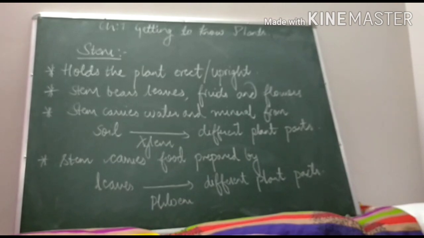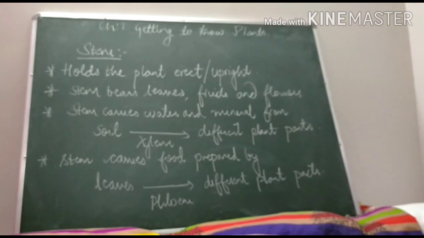जाइलम कैरीज water and mineral from soil. First of all, xylem carries water and mineral and phloem carries the food prepared. Secondly, xylem carries water and mineral from soil, but phloem carries food from leaves. So I hope the difference between xylem and phloem is clear to you all.